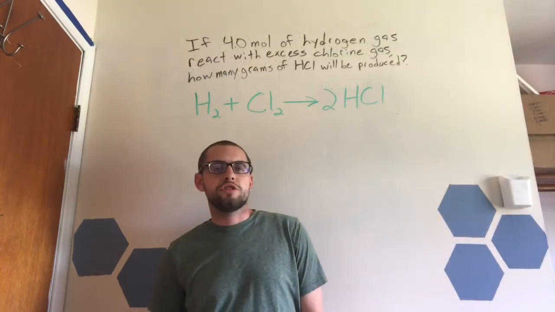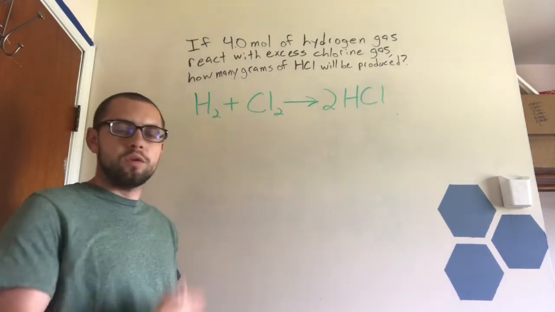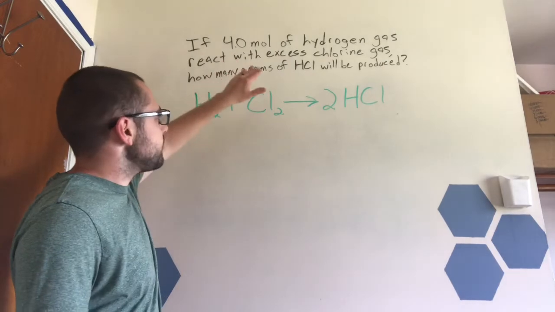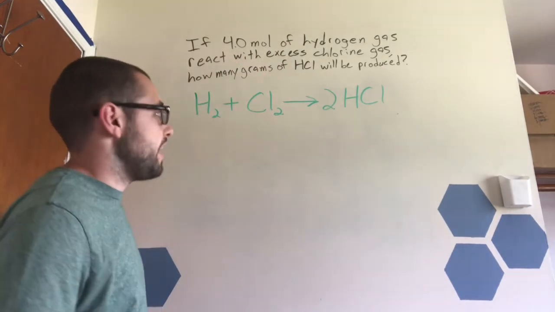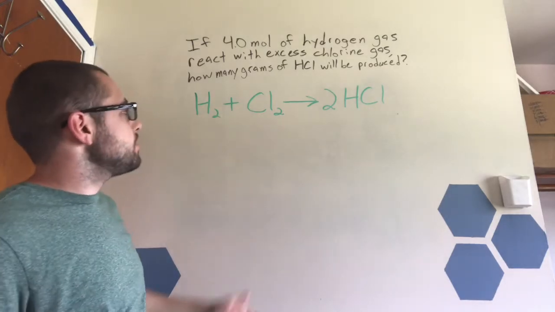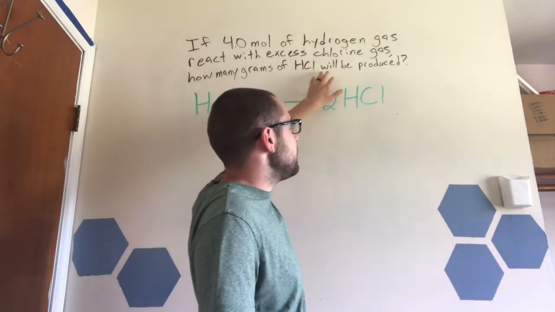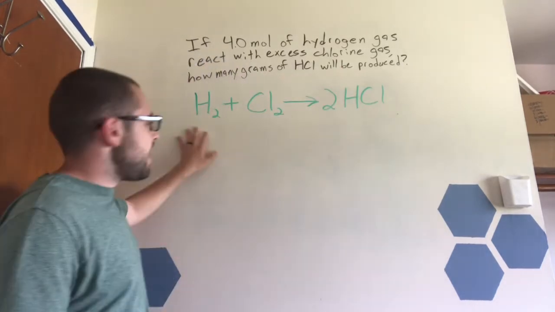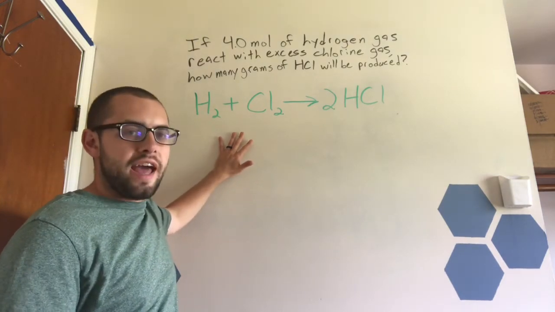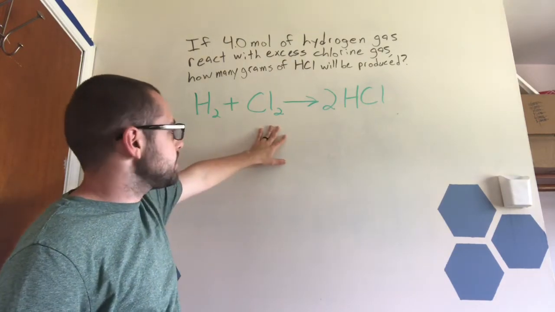Going for example number 2 here. So, let's take a look at our story problem first, and then we'll take a look at our reaction, then we'll get started. If 4.0 moles of hydrogen gas react with excess chlorine gas, how many grams of hydrochloric acid will be produced? So the reaction that we're looking at here, this is a reaction that lets us make hydrochloric acid. You can combine hydrogen gas and chlorine gas to do this.